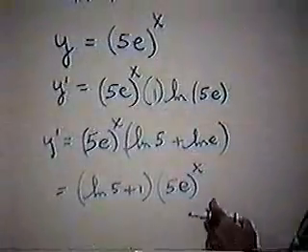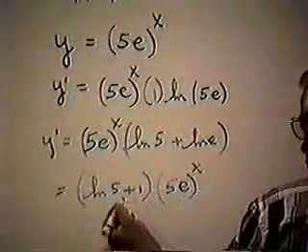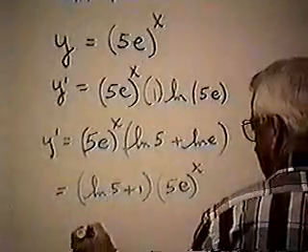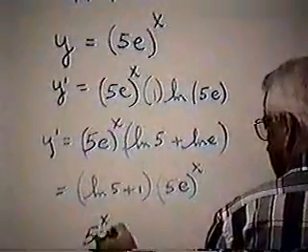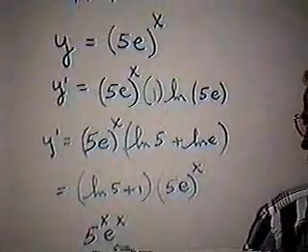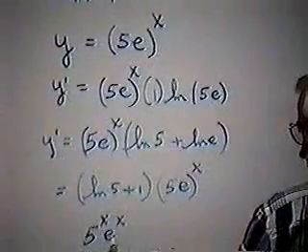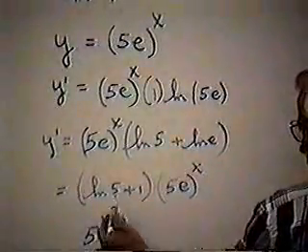All right, now this problem could have been done by doing, this is the best way, but it could have been done by changing 5e to the x to 5 to the x, e to the x, and then do a product rule. Okay, now just watch how this ends up being the same.